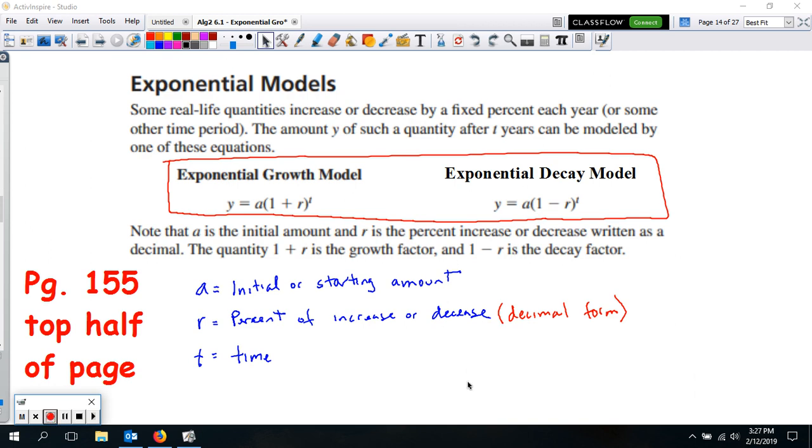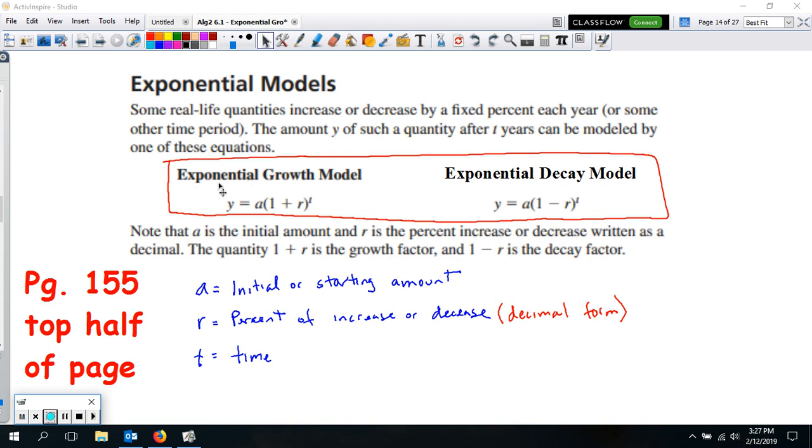Okay, so here's some notes I'm going to have you copy down on page 155, the top half of the page, underneath the exploration number 2. Right there is a nice big wide space for you to put this in. And what I want you to copy down is what I boxed here. These two: exponential growth model, exponential decay model. So copy those two down. And then you're also going to copy down what the A, the R, and the T stand for. So put that right there on 155, the top half of the page.